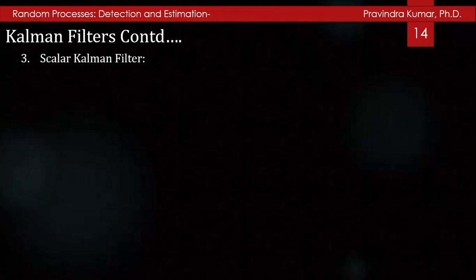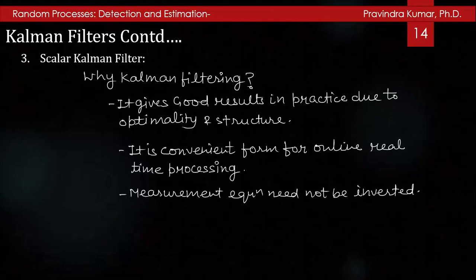And now the question is why the Kalman filter is used. It is used because it gives good results in practice due to its optimality and structure. It is also used because it is a convenient form for online real-time processing, and the measurement equation need not be inverted. Applications include the determination of planet orbit parameters from limited Earth observations, tracking targets, for example aircraft and missiles using radar, and robot localization and map building from range sensors and beacons.